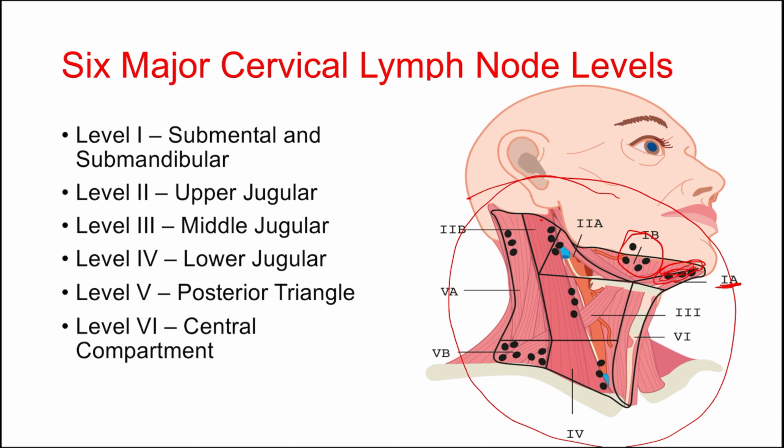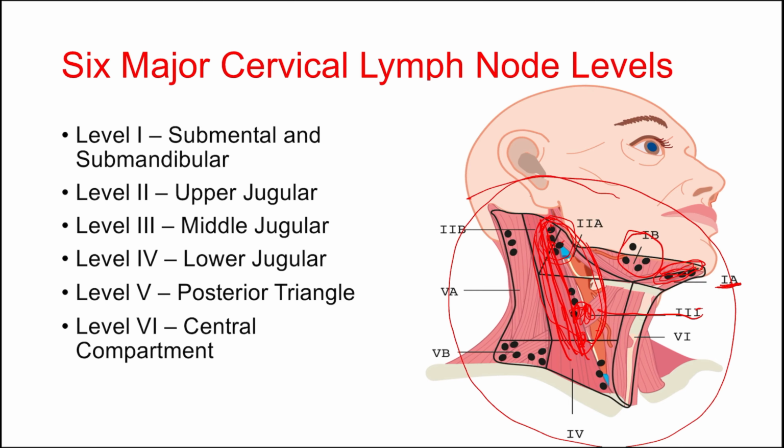So here this is the sternocleidomastoid muscle, and under this muscle there will be the internal jugular vein, and these lymph nodes, that is level 2B, level 2A, and then level 3. These are the level 3 lymph nodes, and then level 4 lymph nodes. So these lymph nodes lie around the internal jugular vein. Level 2, level 3, and level 4 lie along the internal jugular vein.